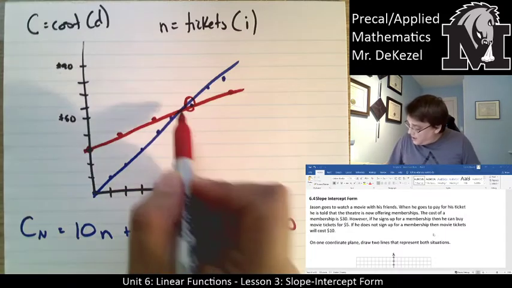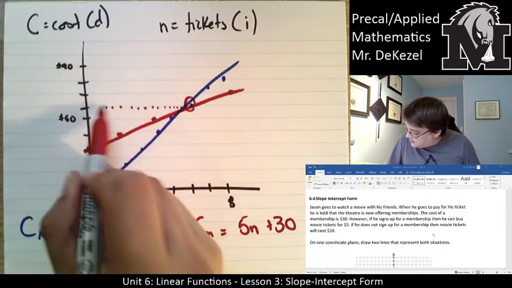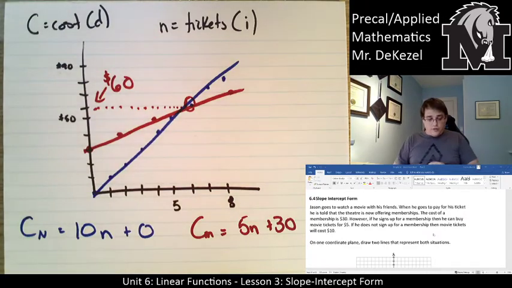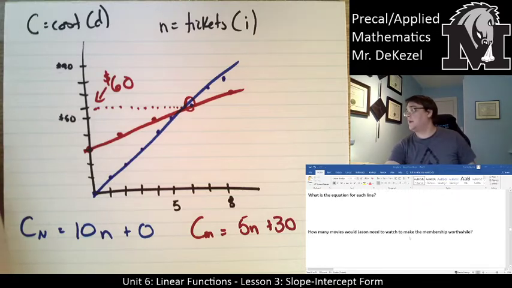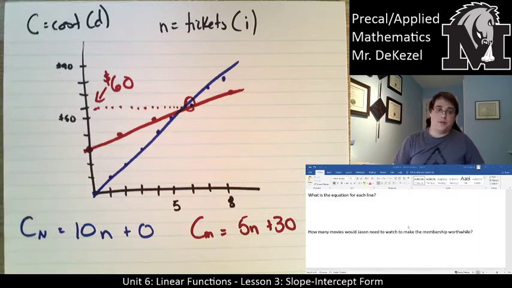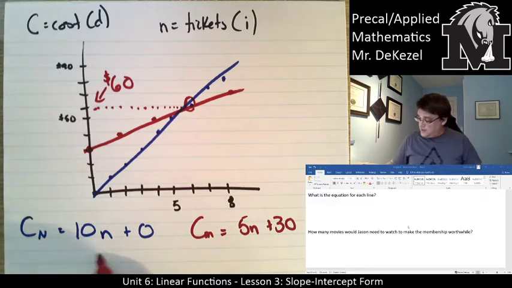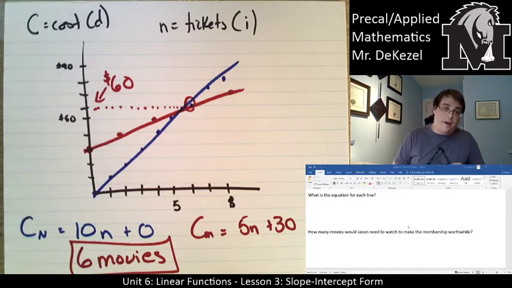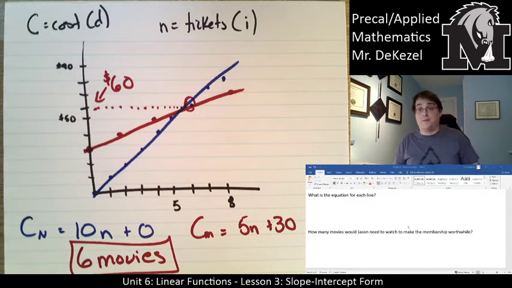Okay, so they cross at about $60. So the point that would make them completely equal, as this question asks down here, how many movies would Jason need to watch to make the membership worthwhile? It would be six movies to make it worthwhile, right? Yes, it lines up with the six. So six movies to make it worthwhile. If you're planning on watching more than six movies, it's worth it to buy the membership. If you're not, then don't buy the membership and you'll save money.